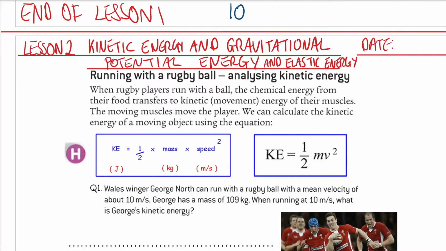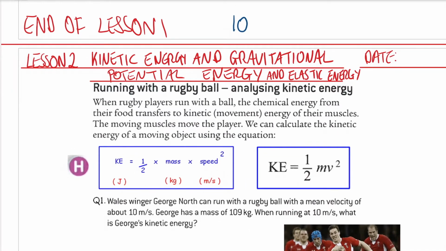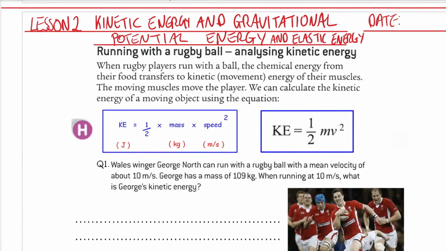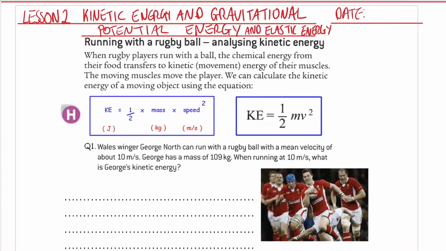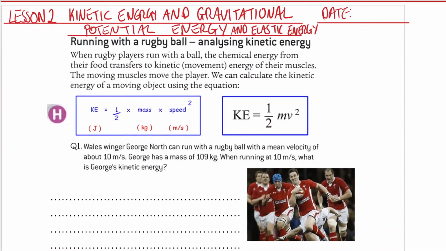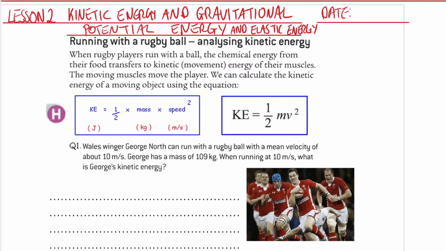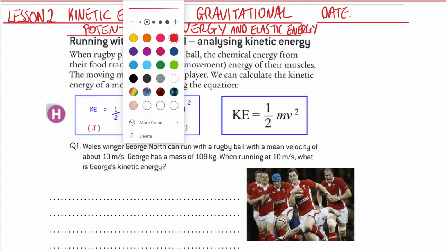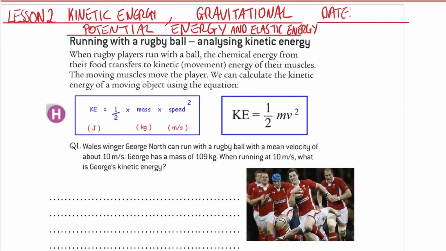At the end of lesson 1, we finished page 10. So if you can now turn over, please, to page 11 and just write the title at the top. Lesson 2: kinetic energy, gravitational potential energy and elastic energy. So we're looking at 3 different types of energy. Let's put a comma in there instead of "and" to be grammatically correct. There we go. Kinetic energy, gravitational potential energy, and elastic energy. And write the date down.